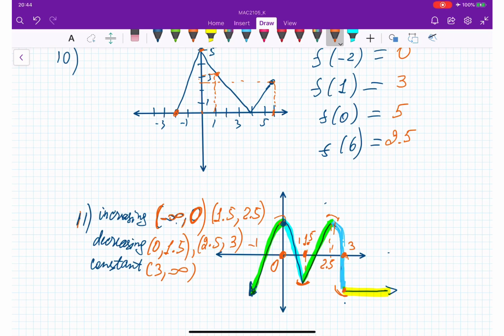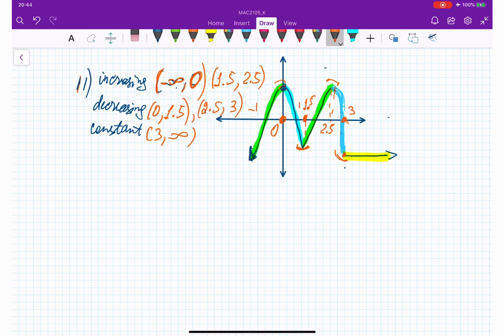Moving to question number 12. Let's move to question number 12. So we need to graph the following equation: f of x is equal to x plus 6, and find the domain and range.